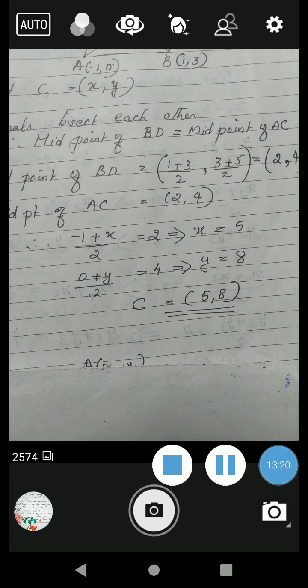So remember this midpoint formula. If P is the midpoint of the line joining 2 points (x1, y1) and (x2, y2), then the coordinates of P are (x1 plus x2) by 2 and (y1 plus y2) by 2.